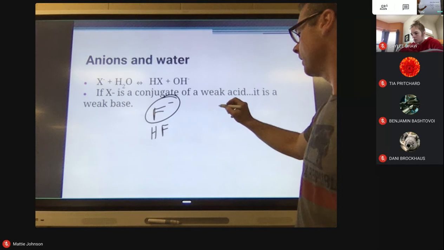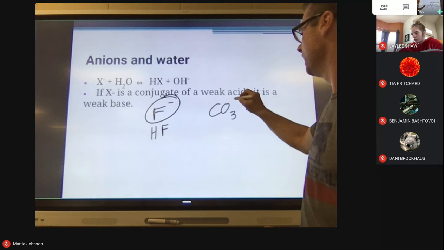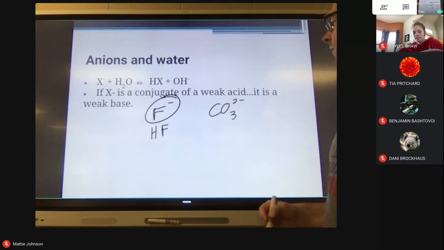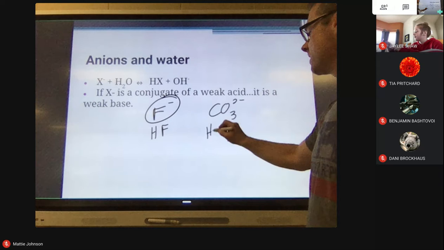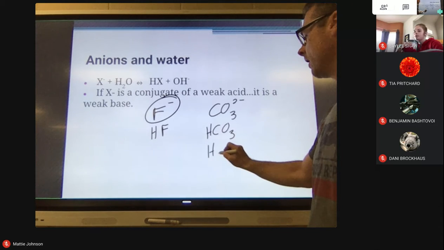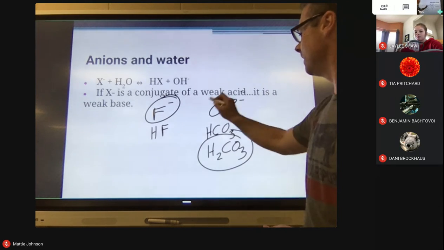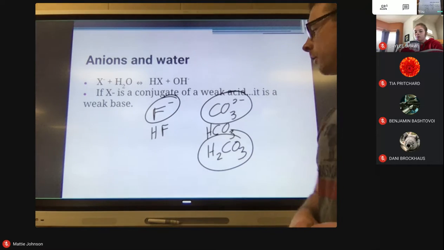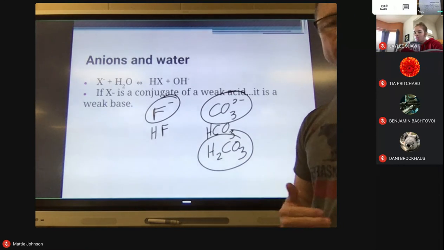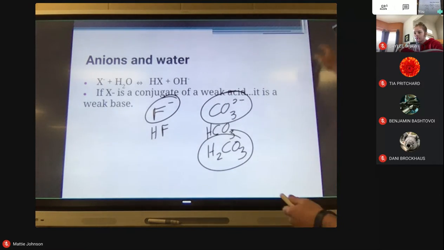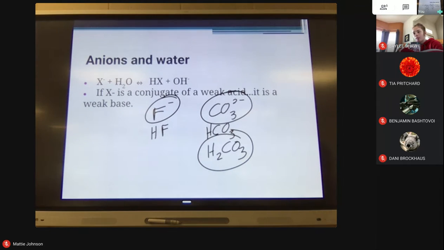Okay. Other examples. Maybe something like CO3 2-. CO3 2- is the conjugate of HCO3-, or what you'd find on that chart, H2CO3. So if this is a weak acid, that's probably a weak base. It's going to mess with the pH. That's what you're kind of looking for, looking for a piece, just like we did last week or the last time I saw you guys.